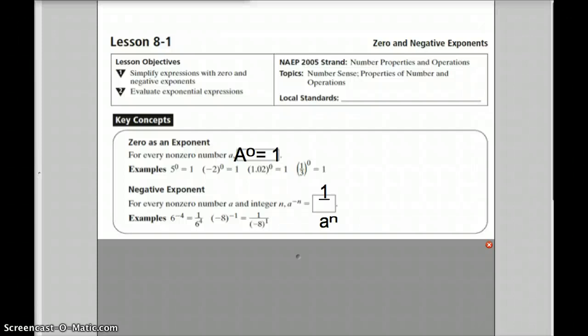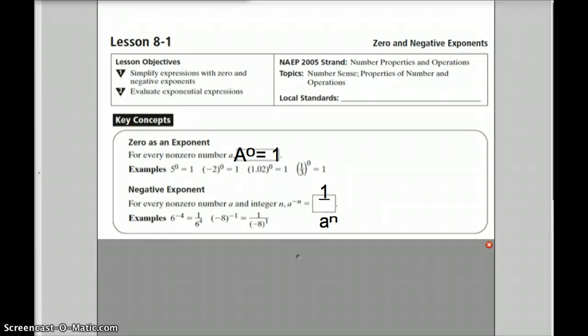Welcome to Lesson 8.1. We are simplifying expressions with zero and negative exponents as well as evaluating exponential expressions. If you look at the key concepts here, we have zero as an exponent for every non-zero number. So that means a cannot be zero. We have the property that tells us a to the zero power equals 1. And hopefully in class, I will be able to show you a little proof about that.